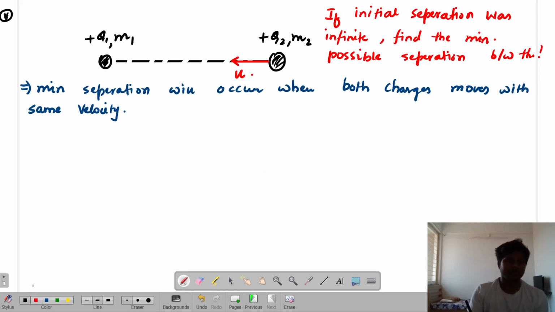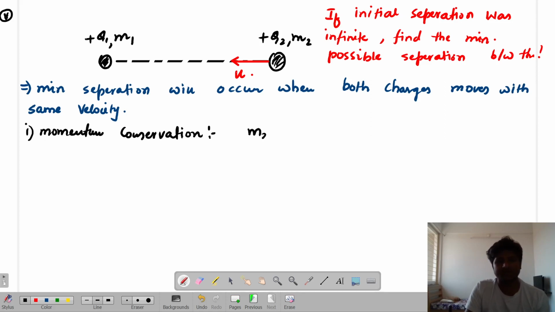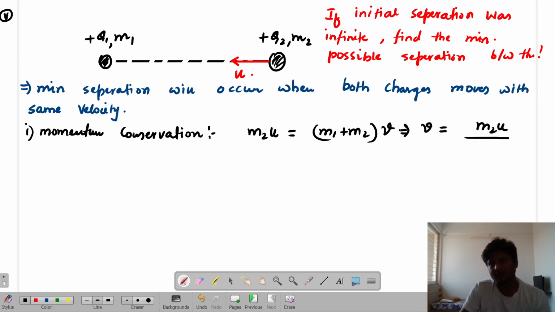So look over here. Applying momentum conservation: when both are not fixed, I have to use momentum conservation first, because F net is 0. Initial momentum m2u will be equal to final momentum, as both move with the same velocity. So the separation is minimum when the velocity of both of them is exactly equal to m2u by (m1 plus m2). That is a NEET 2017 question. Right or not?